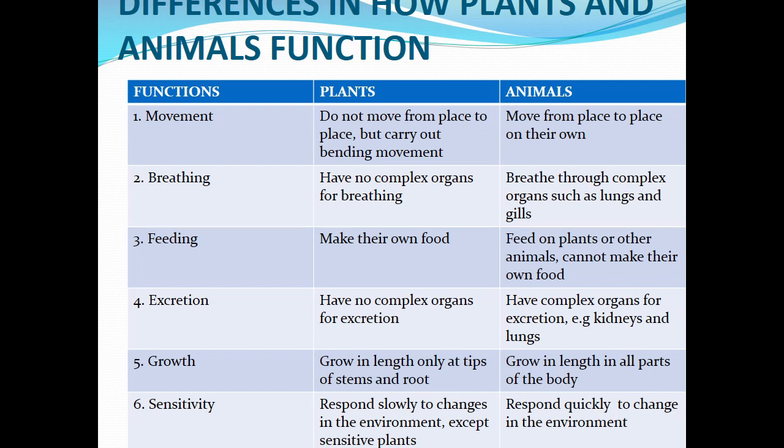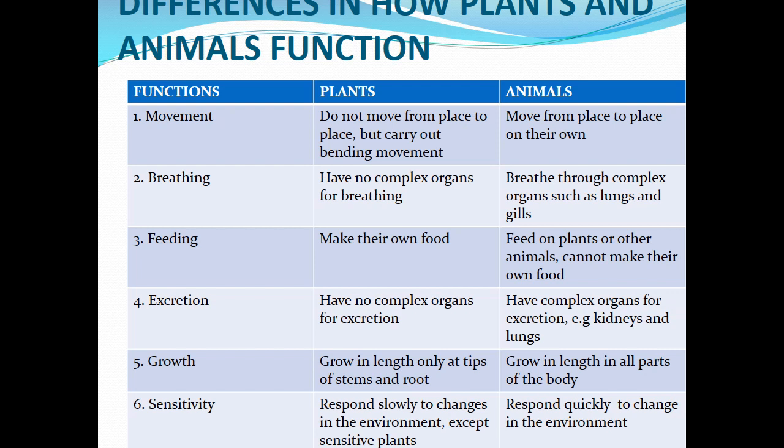Breathing. Plants have no complex organs for breathing. But animals breathe through complex organs such as lungs and gills. So animals have complex breathing organs such as lungs and gills.